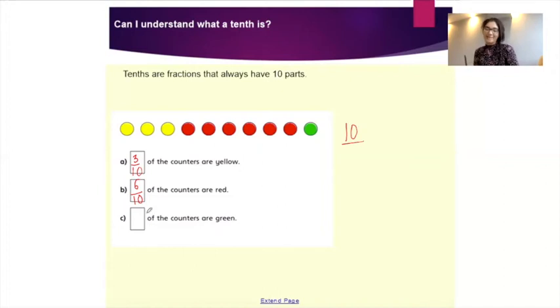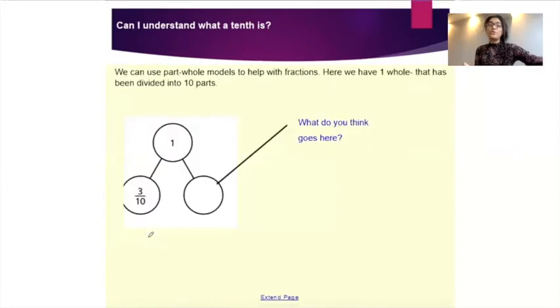And lastly, how many of the counters are green? 1. Easy peasy. How would you write this as a fraction? Good. And how would you say this as a fraction? 1/10. Fantastic. Now we can use part-whole models to help with fractions.